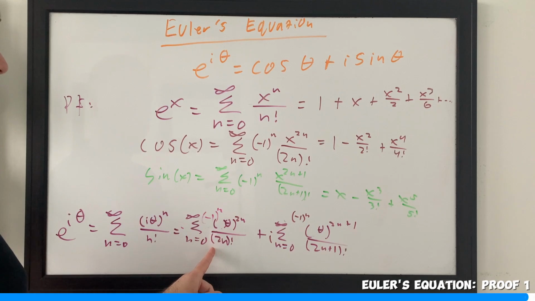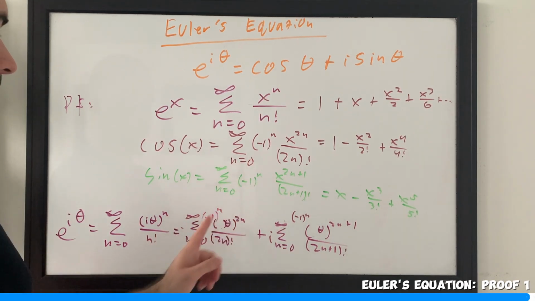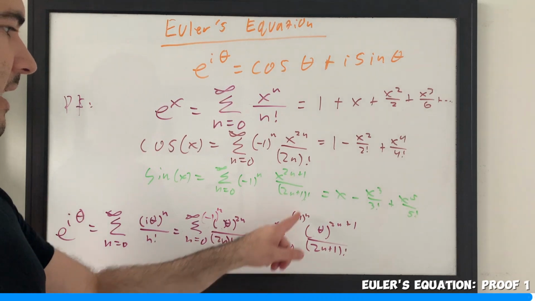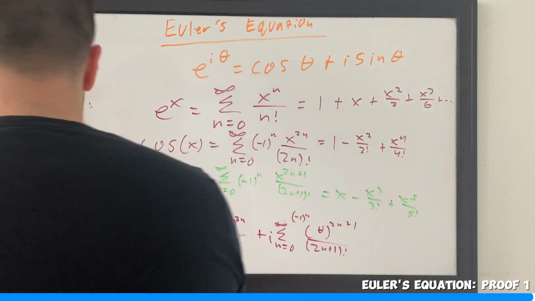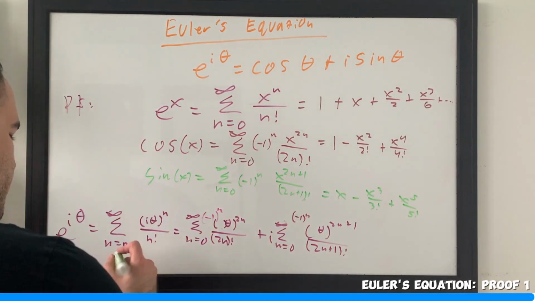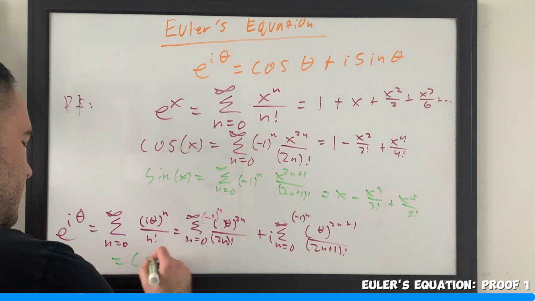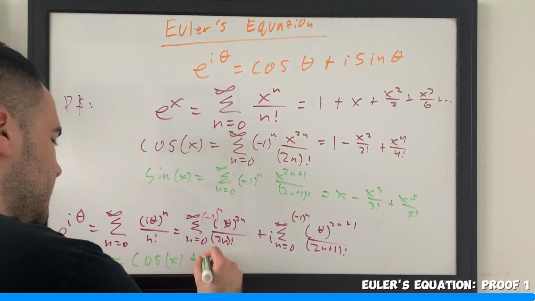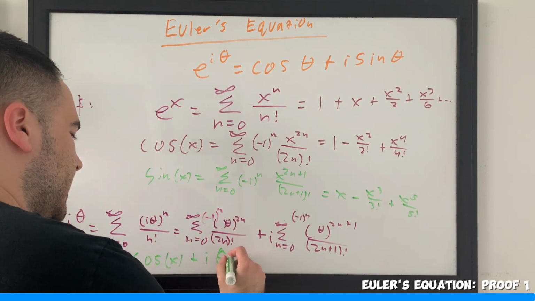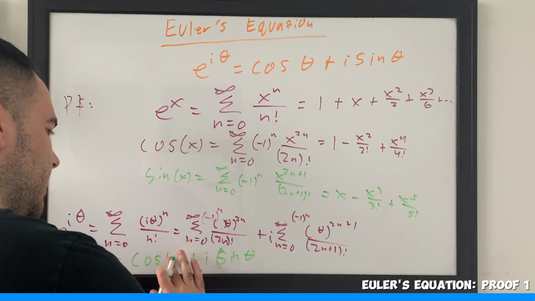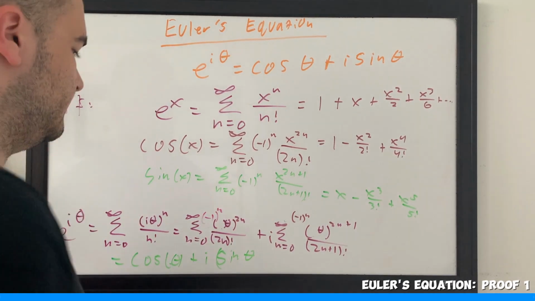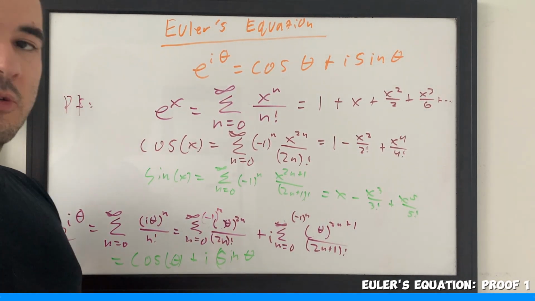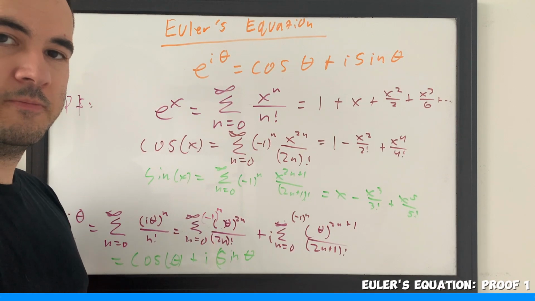We see we have an alternating series of cos with nothing in front, and we have i times an alternating series for sine. So in fact, this is equal to the power series of cos of theta, and this is equal to the power series of i times sine of theta. And that's how it was discovered using the power series.